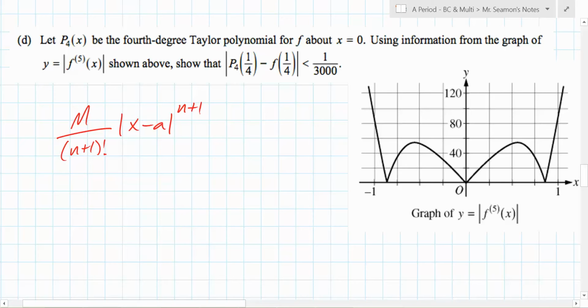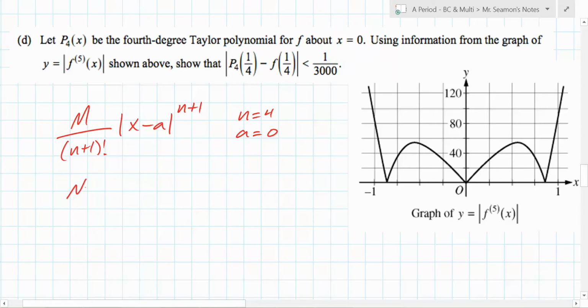In this case, start chipping away with what you know. What do you know n is in this case? 4. What does a equal in this case? No, it's 0. What does it tell you? It's about x equals 0. That's kind of nice, right?